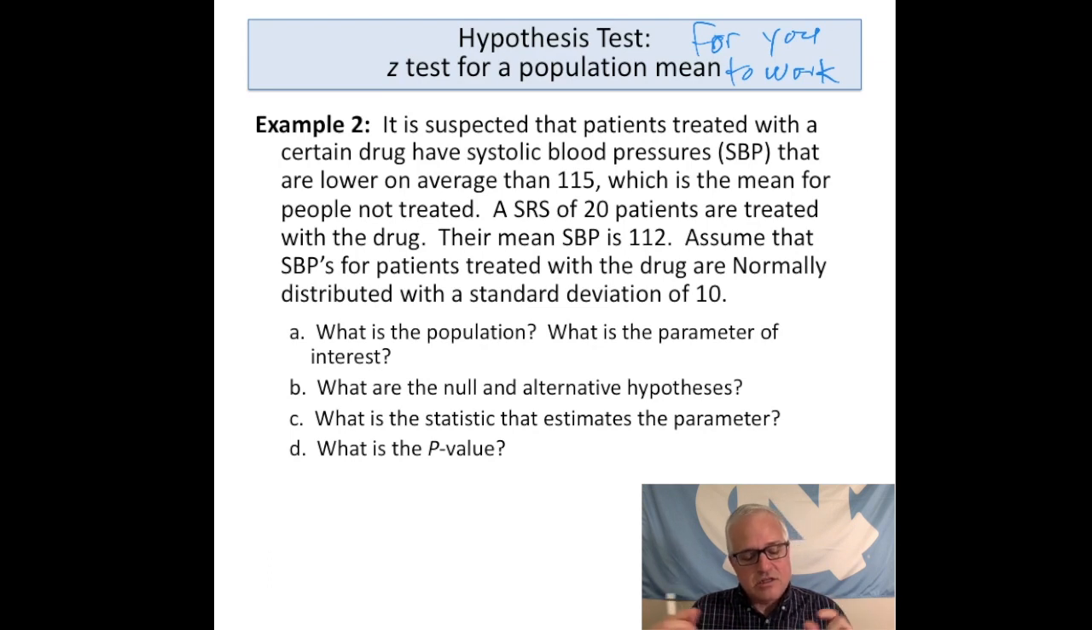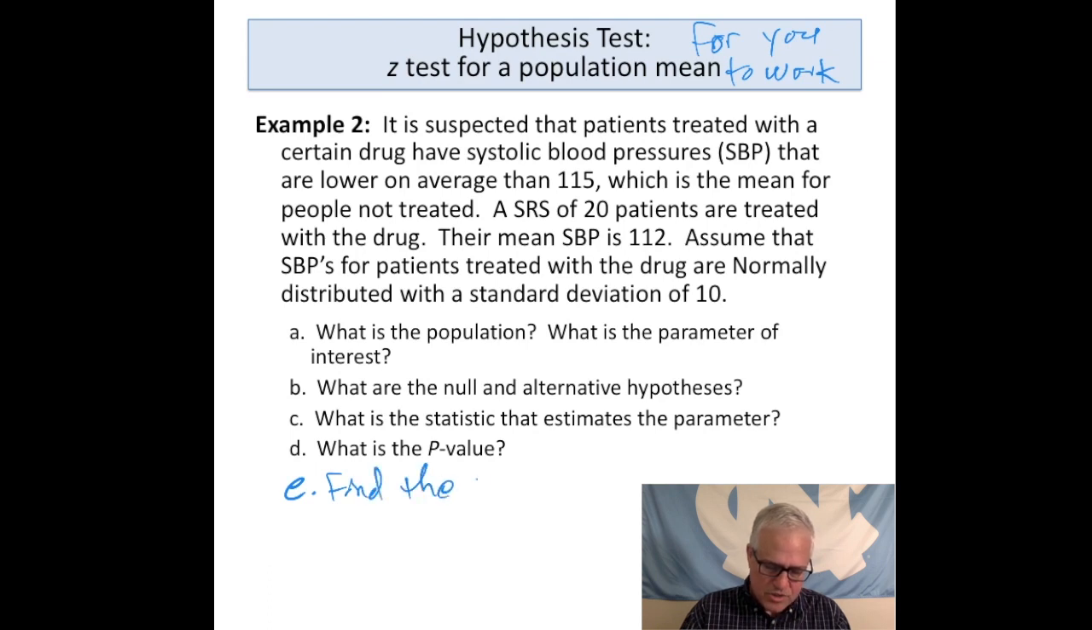What are the null and alternative hypotheses? Okay, it's nice to get to use the plural of hypothesis. Okay, and what is the statistic that estimates the parameter? And finally, what is the p-value? And just for practice, why don't you also find the z-score?